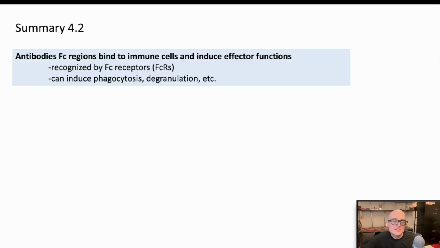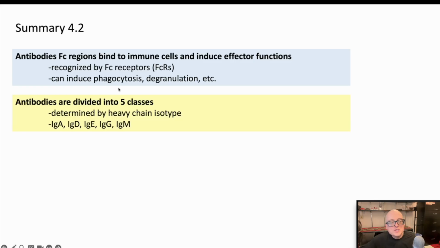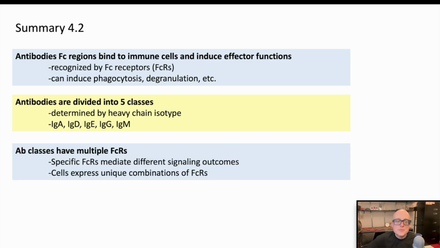Okay, let's summarize this discussion. We saw that the Fc regions of antibody bind to immune cells, as well as some other cell types, but primarily immune cells, in order to induce various effector functions. These Fc regions bind to specialized receptors called Fc receptors, and we saw some examples of the types of things that Fc receptors induce, like phagocytosis, as well as degranulation. We saw that antibody immunoglobulin generally is divided into five classes, which are determined by the particular isotype of the heavy chain. We saw that there were IgA, D, E, G, and M.